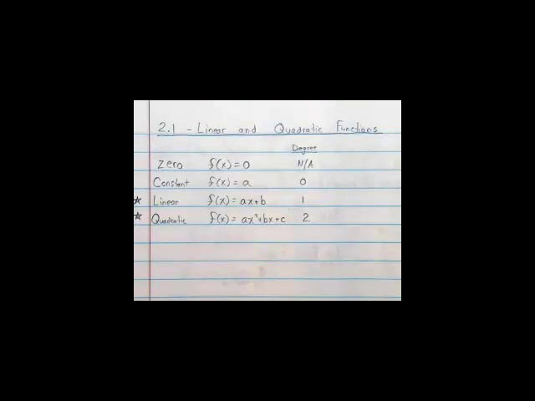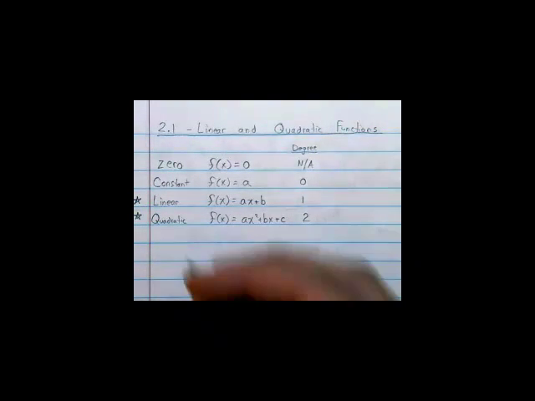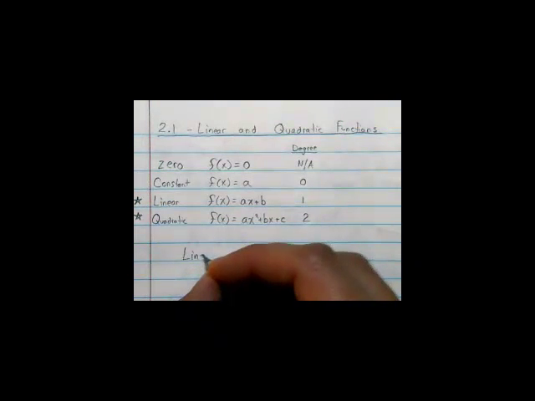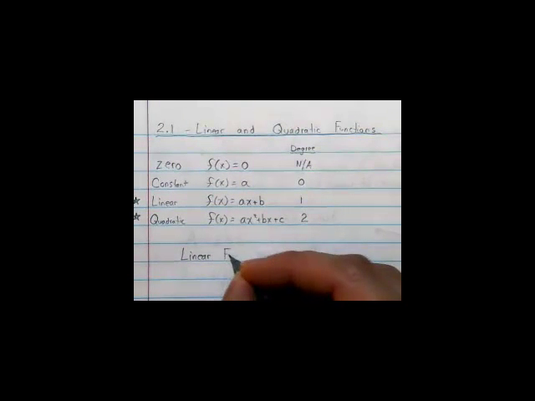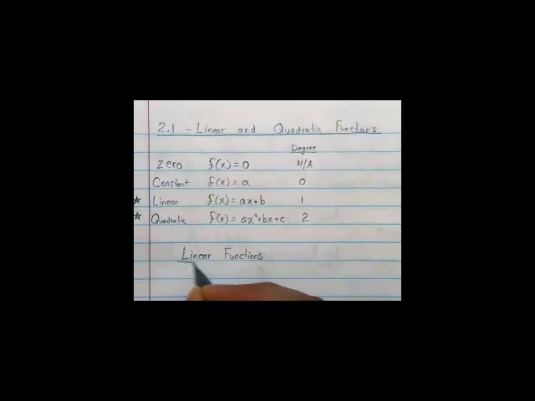So in looking at linear functions, what sorts of graphs do linear functions have? It's not a trick question. Lines, right? We've done tons of these in the past, right? Anything that graphs a line.